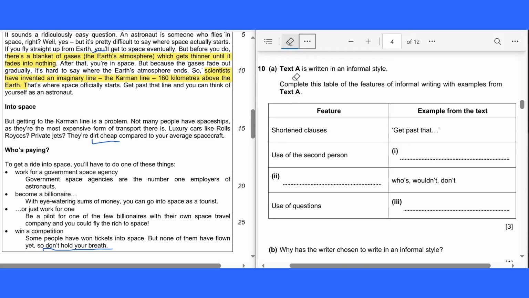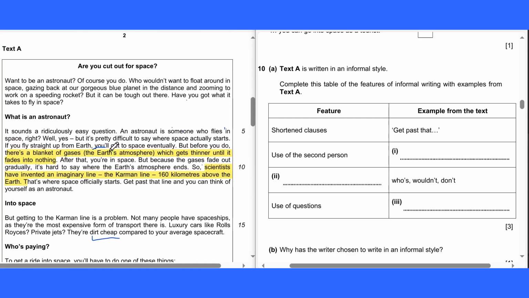Question 10, text A is written in an informal style. Complete this table of the features of informal writing with examples from text A. Feature: shortened clauses. Example from the text: get past that. Here we go. This is the sentence, get past that line. So this is an example of shortened clauses.